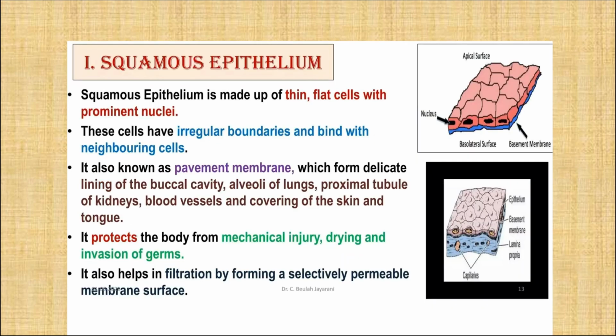Then squamous epithelial cells have the apical surface, and the surfaces in every direction should be distinct from each other. So here they are called the basolateral surface, basal plus lateral surface.